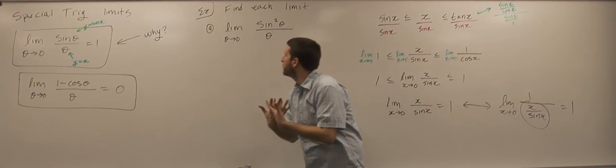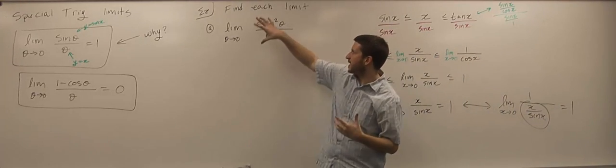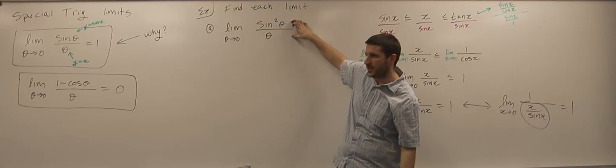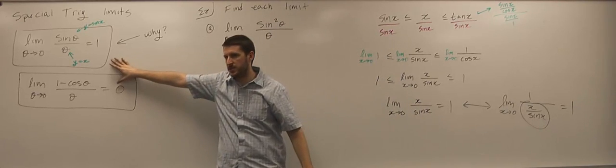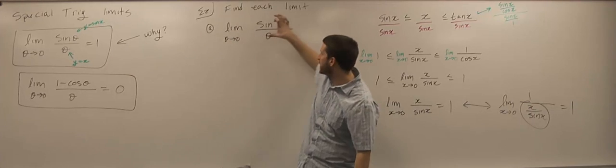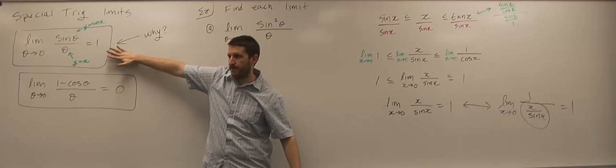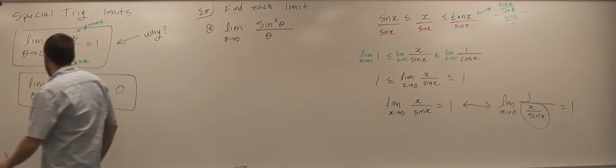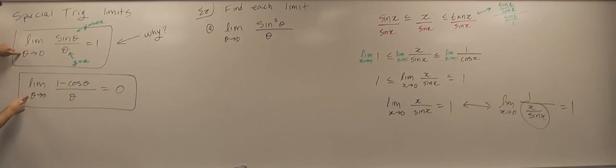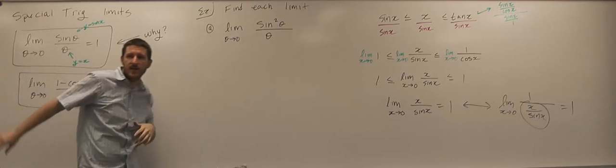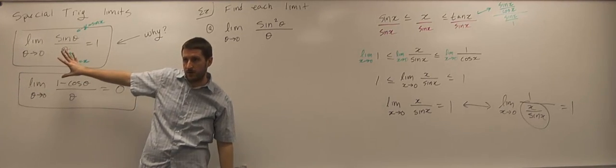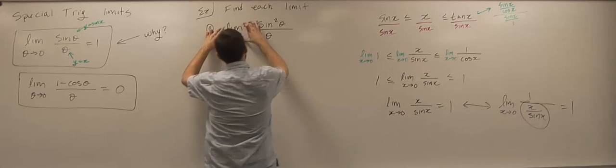The whole trick with these problems that have trig functions that resemble these special limits is that you have to figure out how to break this apart so that it has one of these in it. The other thing you really want to pay attention to is that you're going to 0, because these limits are only true if you're going to 0. If you're going to pi over 2 or pi or anything else, these don't matter. But we are going to 0.